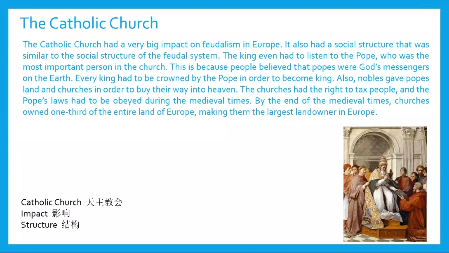Normal speed. The Catholic Church had a very big impact on feudalism in Europe. It also had a social structure that was similar to the social structure of the feudal system. The king even had to listen to the pope, who was the most important person in the church. This is because people believed that popes were God's messengers on the earth. Every king had to be crowned by the pope in order to become king.